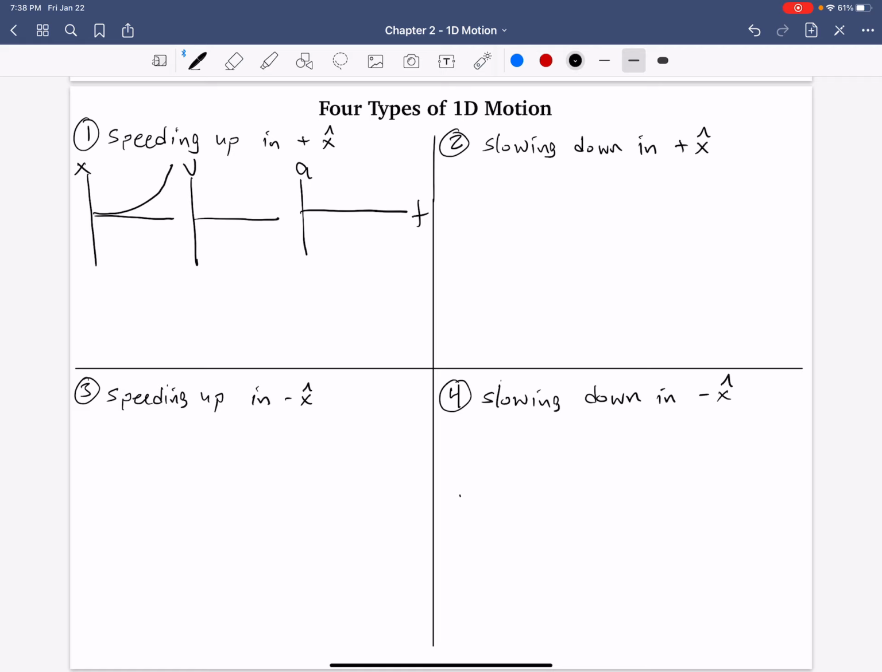And on the v of t plot, if it's increasing at a constant rate, it should look something like that, going from about 0 up to some maximum value. If that v of t line is straight, then that means the acceleration for that object is constant. In other words, it's a horizontal acceleration line. So that's what it looks like if an object is speeding up in the positive x direction.